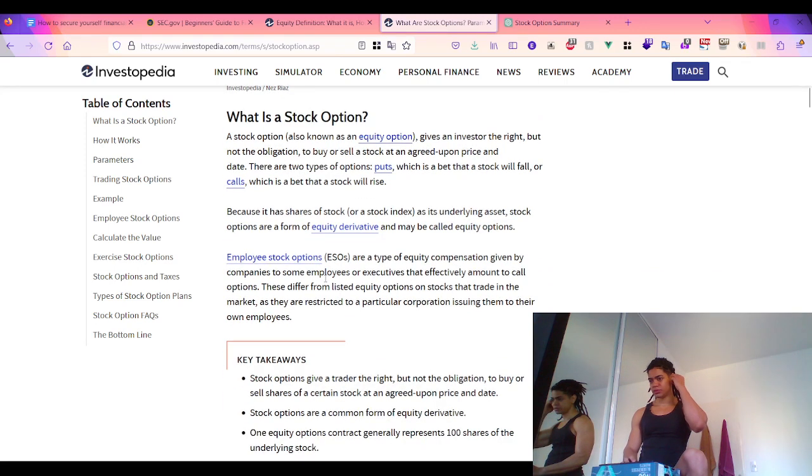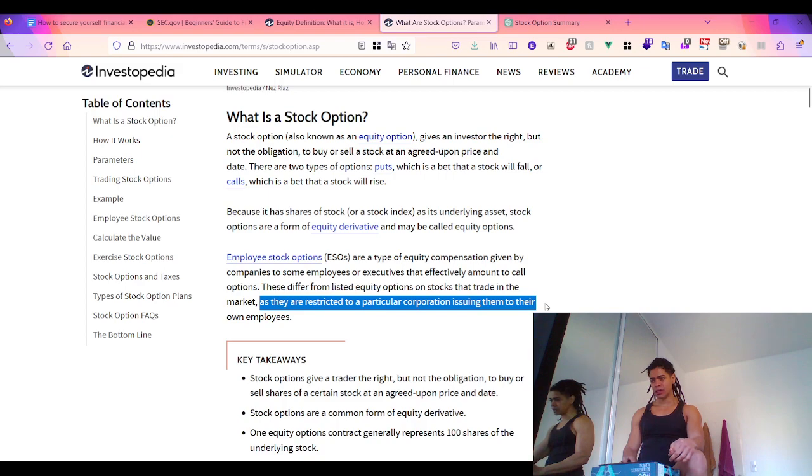Equity stock options, or ESO, are a type of equity compensation given by the company to some employees or executives that effectively amount to call options. This is different from listed equity options on stock that trades in the market, as they're restricted to a particular corporation issuing them to their own employees.